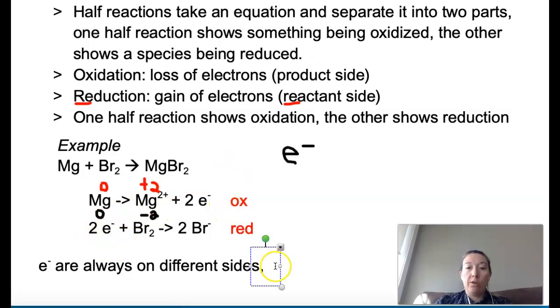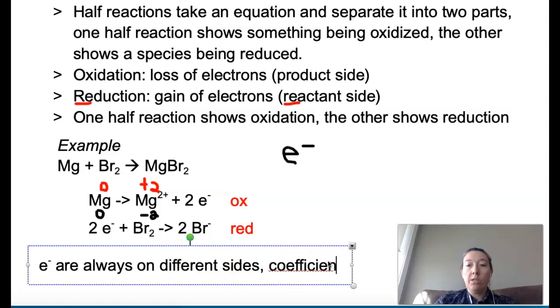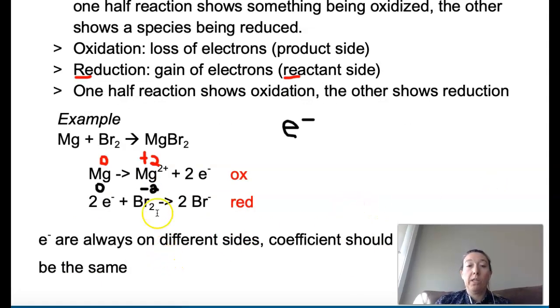The other thing you should find, notice how this is a 2 and this is a 2. They should always match up coefficient-wise. So electrons are on different sides. Coefficient should be the same. If the coefficient isn't the same, so like let's say you do it and you're like, this is a 2 and this is a 4.